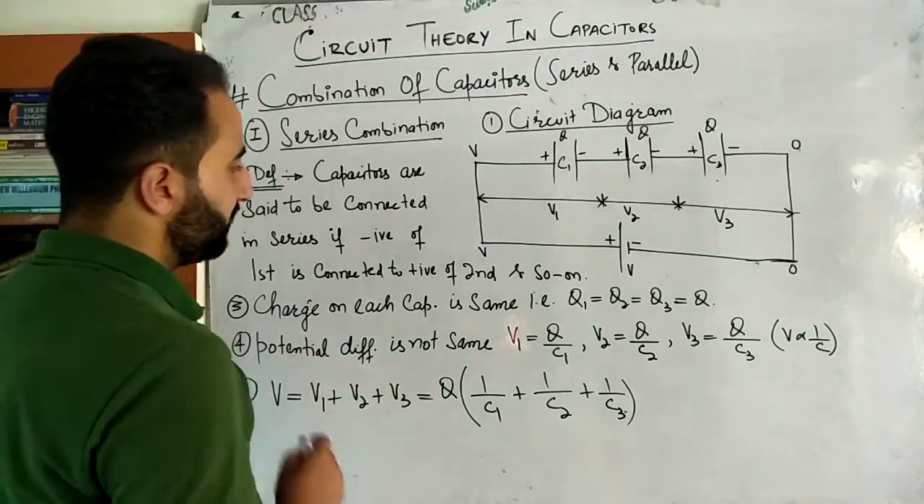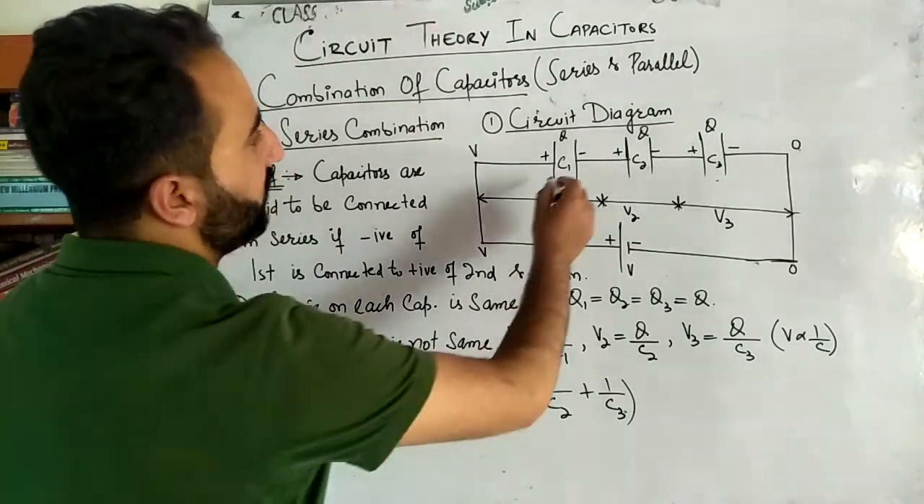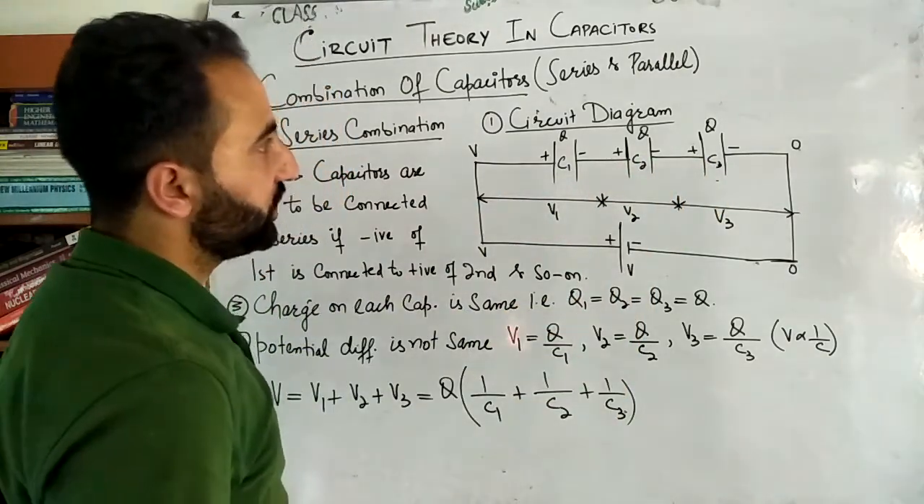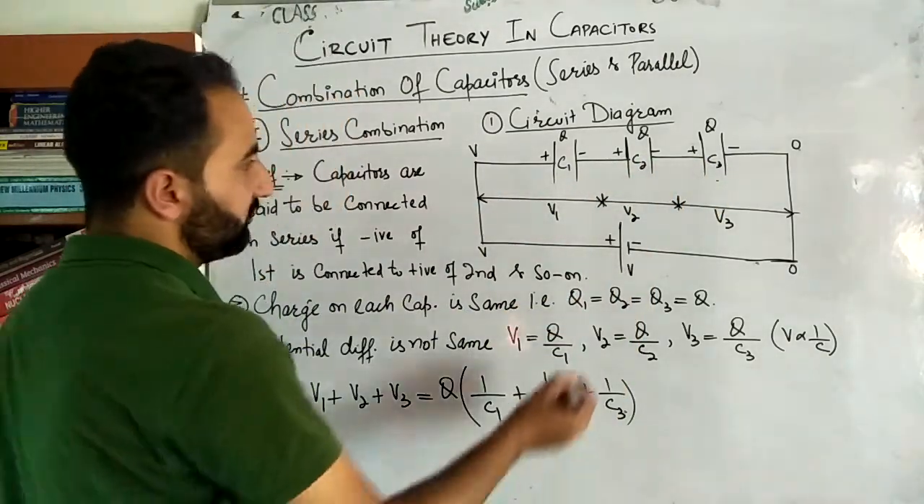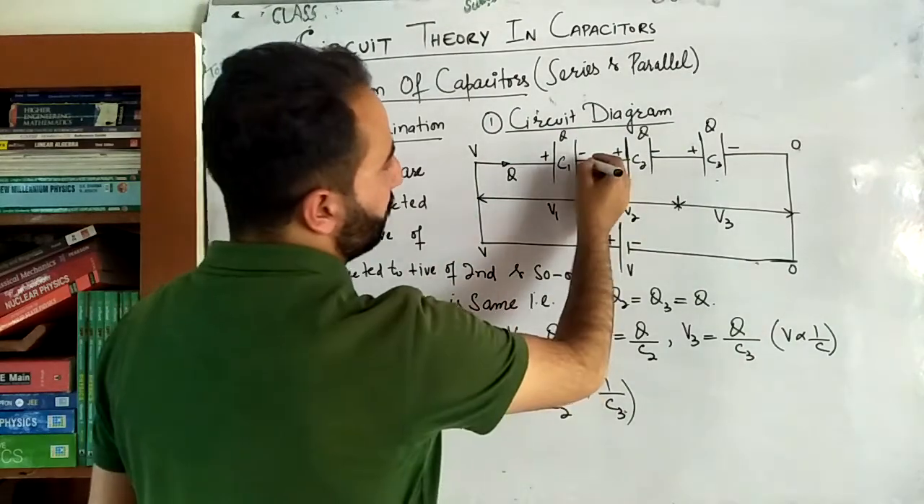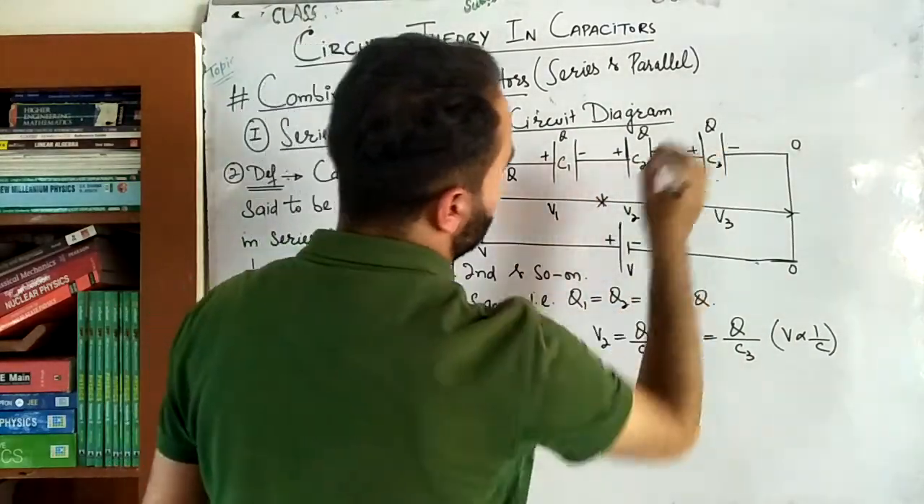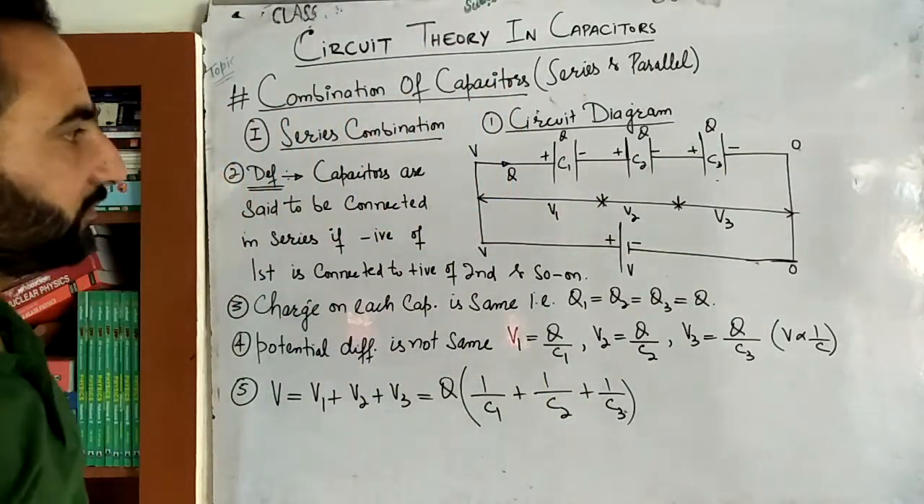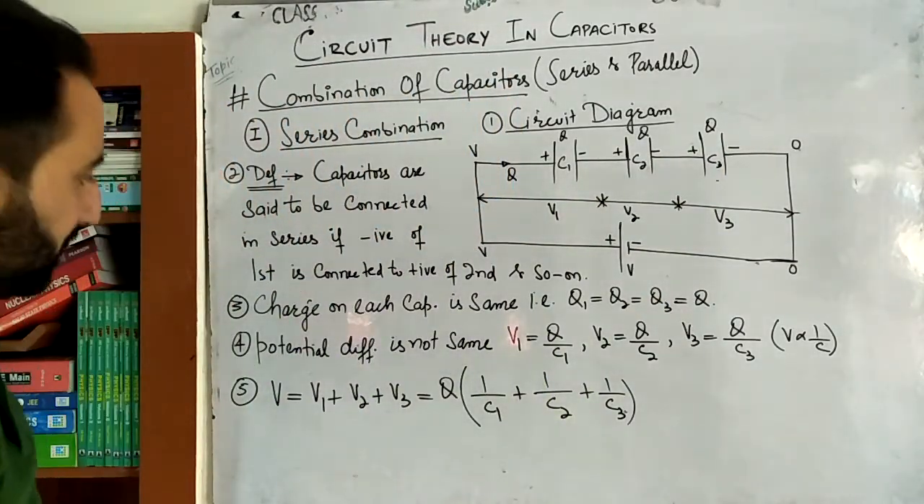Now the next point is that the charge on each capacitor is the same. That means Q1 is equal to Q2 is equal to Q3. It's quite obvious. Suppose the battery supplies the charge Q on this plate, so the charge Q will be developed on this, and negative charge here: plus Q here, minus Q here, plus Q here, minus Q here. So the charge developed on each capacitor will obviously be the same because they are connected in series.